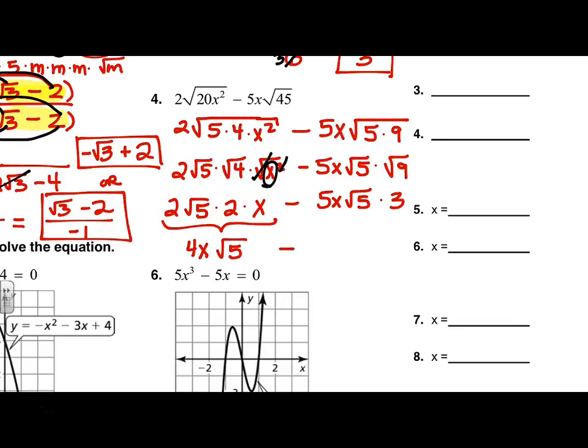What can I do with the next term? 5 is underneath the house, but who gets to be in front? I think 3. And 3 times 5, because aren't they both outside?